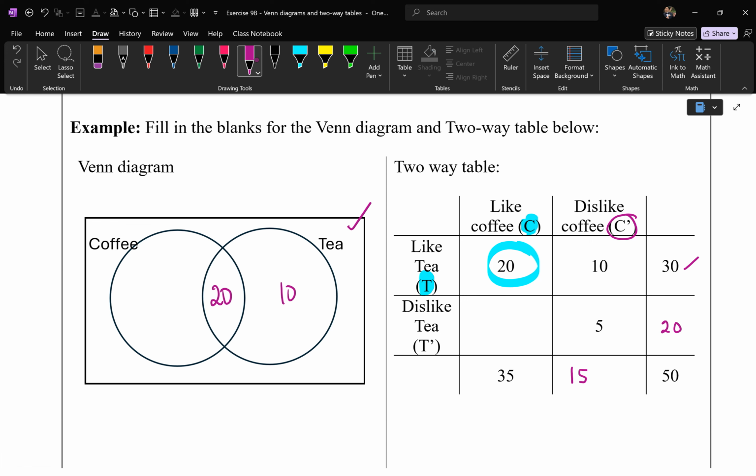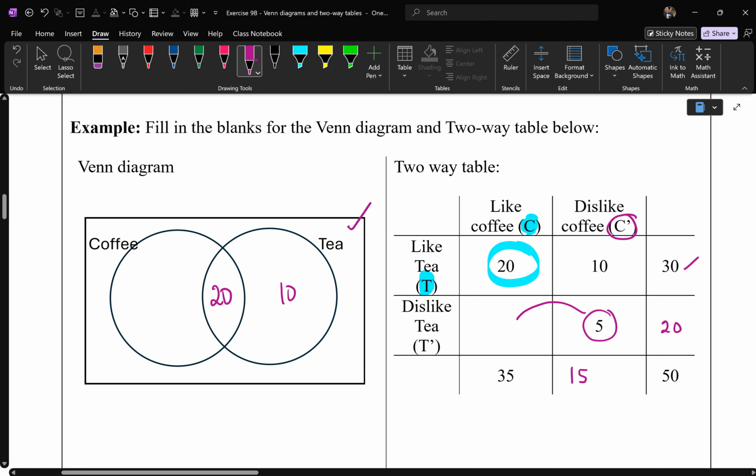Now, you can figure this out here. You can say, well, 5 plus something has to give you 20. And so 5 plus, and hopefully you figured out that should be 15. Or you could have done it vertically as well. 20 plus 15 gives you 35.